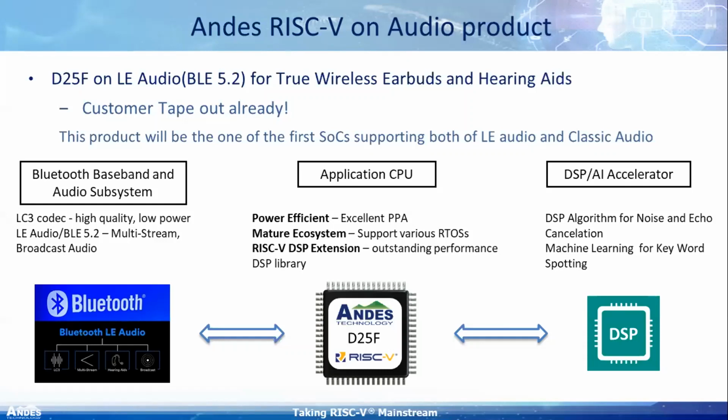And then with the DSP extension, they got outstanding performance with a good library, easy to use. I will go into the DSP in a little more detail later. Just to let you know, we do have, for example, algorithms for noise and echo cancellation. They're excellent for this. But also if you want to do something like machine learning, like keyword spotting, that's extremely well done on the DSP processor.